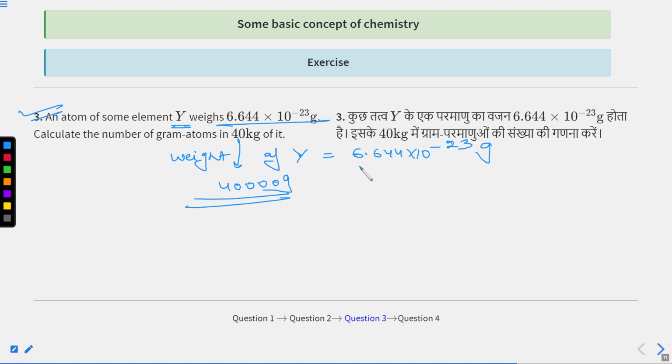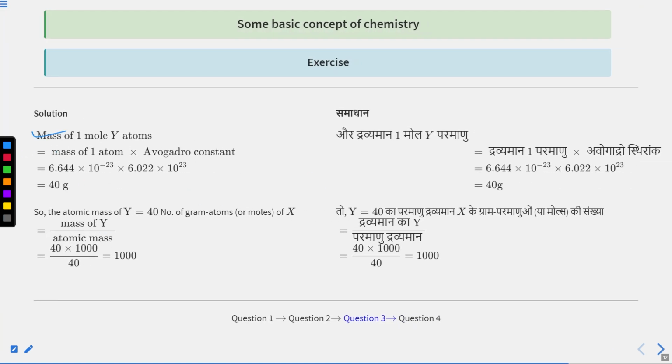So the weight of Y. The weight of one atom is 6.644 into 10 raised to the power minus 23 gram. You have to calculate the number of gram atoms in 40 kg. It's a very easy question. So the mass of 1 mole of Y atoms: the mass of one atom is 6.644 into 10 raised to the power minus 23, multiplied with Avogadro number, because in 1 mole we have Avogadro number of atoms. It should be 6.022 into 10 raised to the power 23, and it comes out to be 40 gram. So the atomic mass of Y is 40.